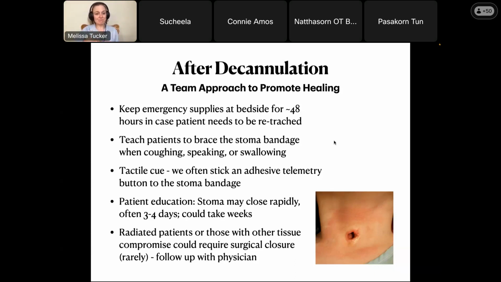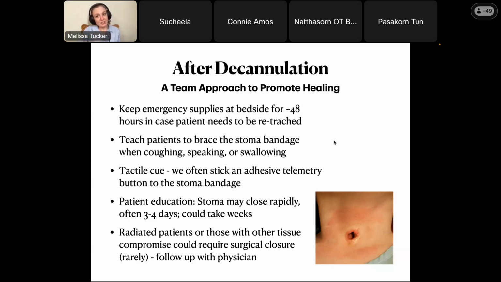Something that is done in some hospitals is to stick an adhesive button from cardiac telemetry, a little white adhesive tab that has a little button on it, on the outside of the gauze. That helps the patient find it. So when they reach up, they can feel the center of the bandage to brace it when they cough or speak or swallow.